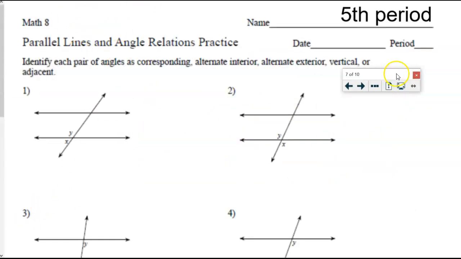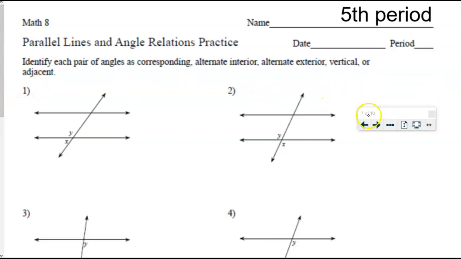Okay, with that in mind, we are now ready to begin our parallel lines and angle relations practice. To get started on the first set of problems, I ask you to identify each pair of angles as corresponding, alternate interior, alternate exterior, vertical, or adjacent. But please add this extra piece, adjacent and supplementary, because if they are adjacent, if they are right next to each other in these diagrams, they are also going to be supplementary, and the supplementary is the part that's the most important to me. I want you to recognize when they add to 180 degrees.